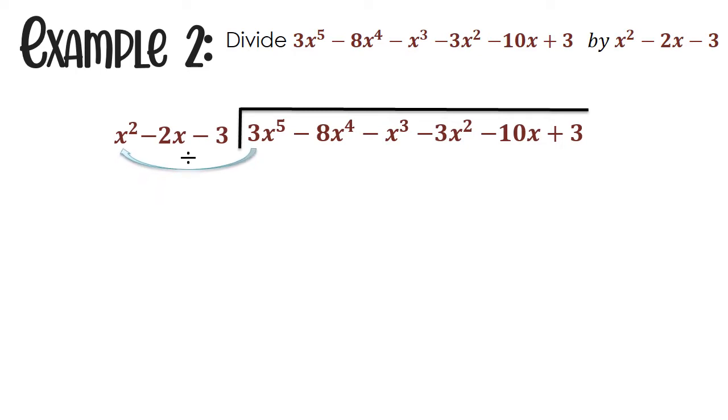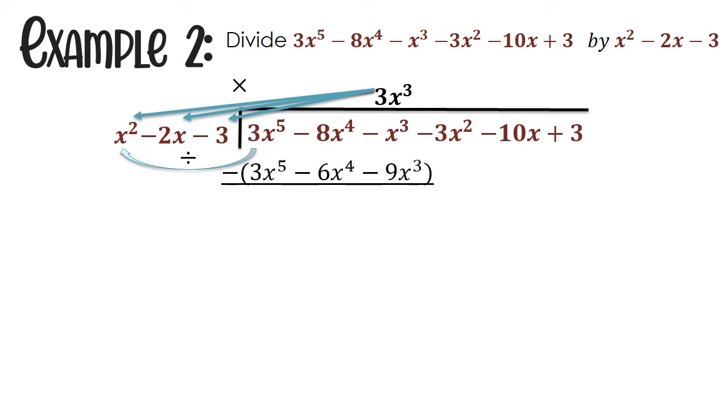That is 3x raised to 5 divided by x squared. So that is equal to 3x cubed. Again, put your answer at the top of its like term. And the next step is to multiply. We have 3x cubed times x squared minus 2x minus 3. That is 3x raised to 5 minus 6x raised to 4 minus 9x cubed.